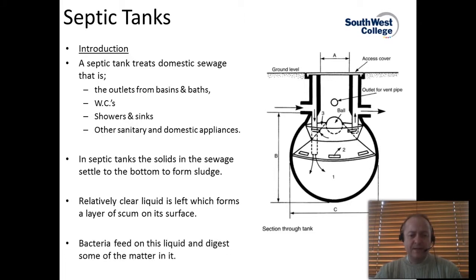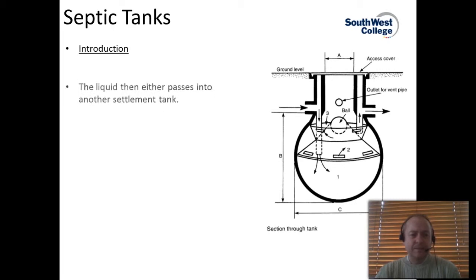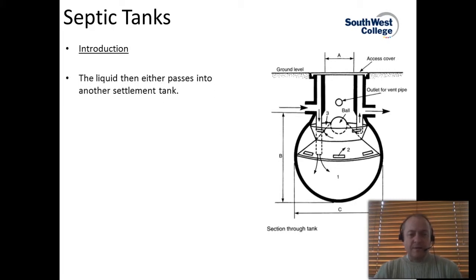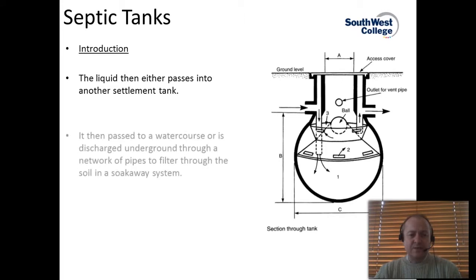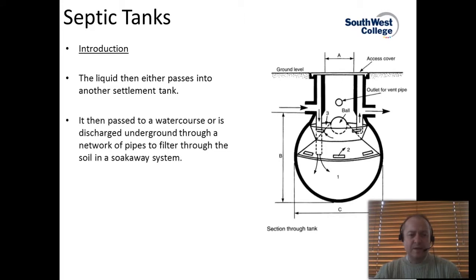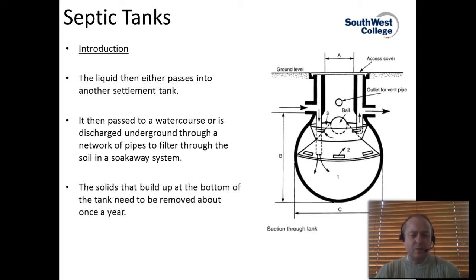Bacteria feed on the liquid and digest also some of the material in the liquid, so it's a type of anaerobic digestion. The liquid at the top of the tank then either passes into another settlement tank, where it then passes into the watercourse, or is discharged underground through a network of pipes to filter through the soil in what's known as a soakaway system. We'll have a little look at what a soakaway system is in a few of the following slides. The solids that build up at the bottom of the septic tank need to be removed, and typically these are removed about once per year.